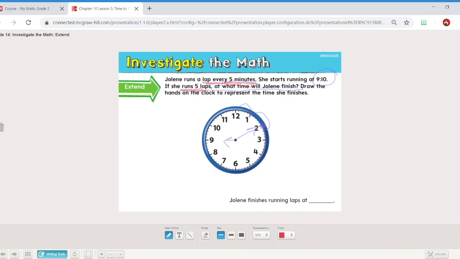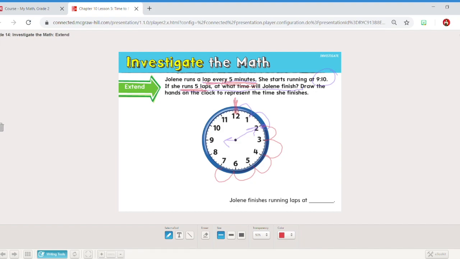So we're going to jump to the bigger numbers on the clock because that chunk is going to represent 5 minutes. If you look at these tiny marks, those represent 1. You could count by ones, but it's easier to tell time if you're skip counting by fives. So let's put those 5 jumps in. 1 lap, 2 laps, 3 laps, 4 laps, 5 laps. And each one of those is 5 minutes.